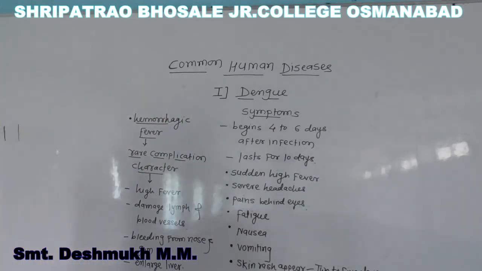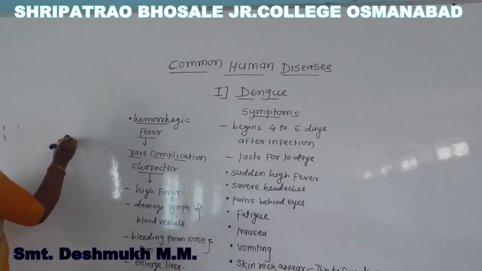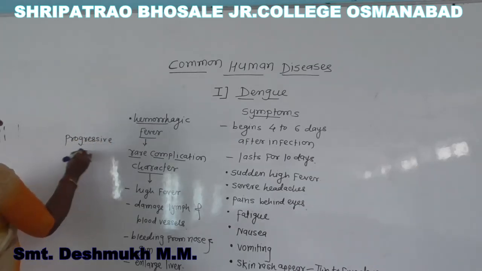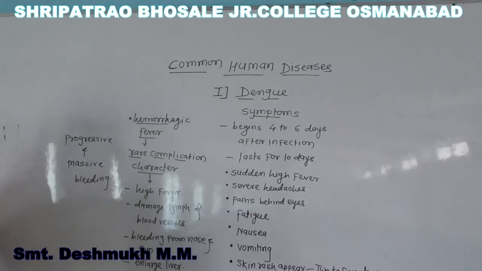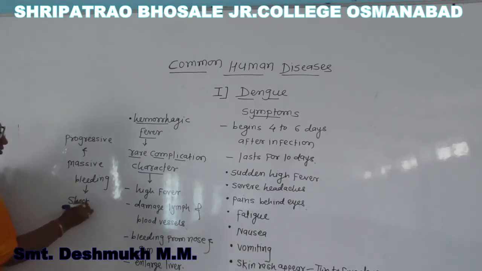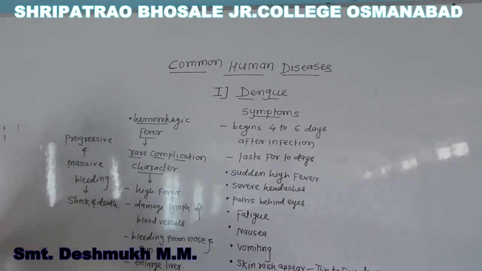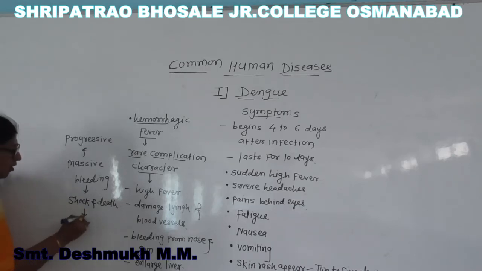Then the symptoms may progress to massive bleeding, shock and death. It is called dengue shock syndrome.